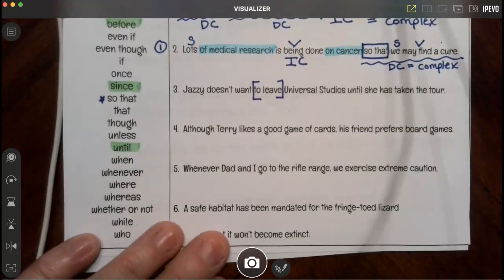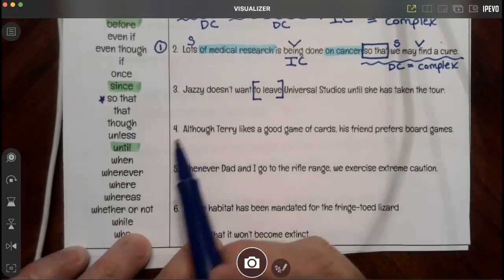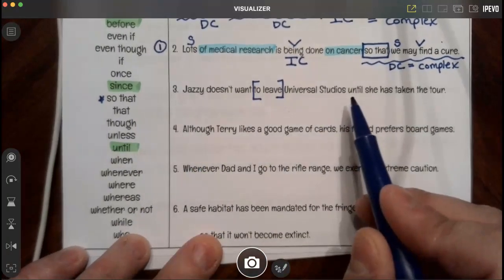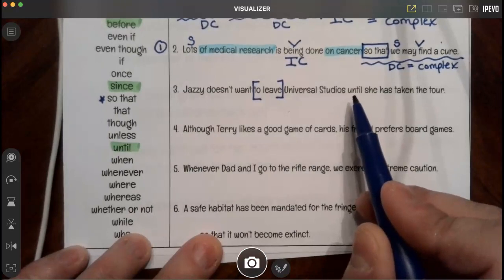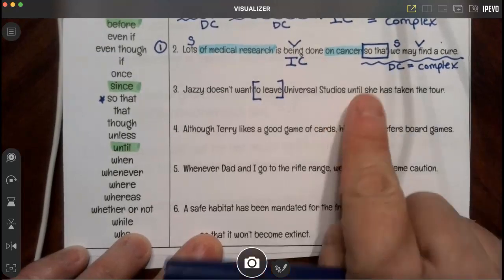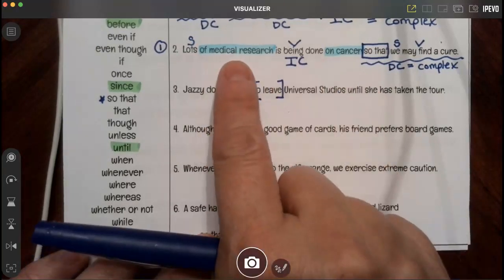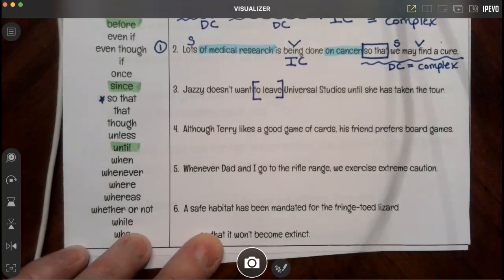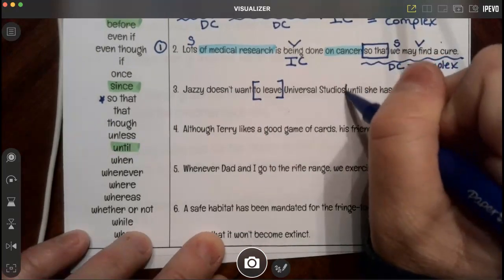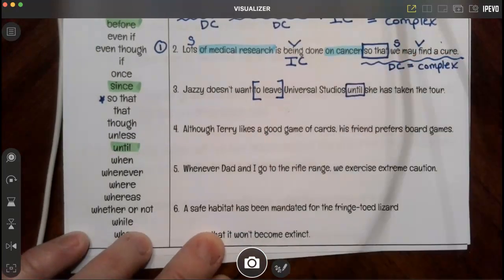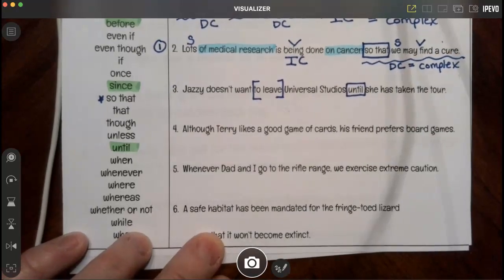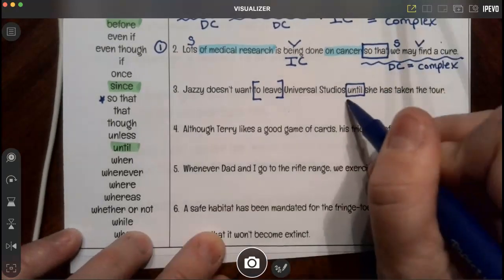And now I'm going to look to see if I see a subordinating conjunction, and I do. I see "until." Now, until could be a preposition if it's followed by a noun. If I thought that "until she" was a prepositional phrase, and I took it out, the rest of that sentence isn't going to make any sense. Remember, when we take prepositional phrases out, the sentence still sounds okay. So this has to be being used as a subordinating conjunction. Until what? Until she has taken the tour.